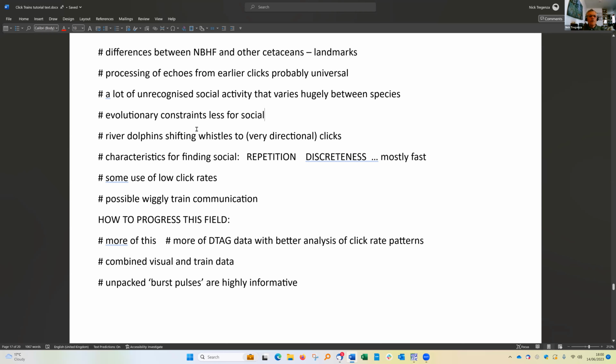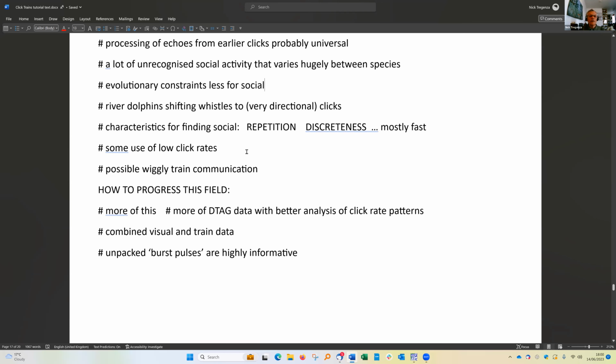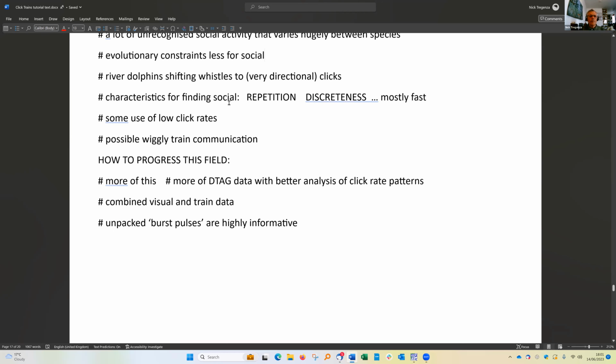Yeah, we've got this feature of river dolphins shifting their whistles to click modulation. So we've got the characteristics for finding these social click rates, mostly fast, but not all fast. Some of them are well below the rate that the DTAG guys specified, and some of them cross the bit which they were reserving for feeding buzzes.